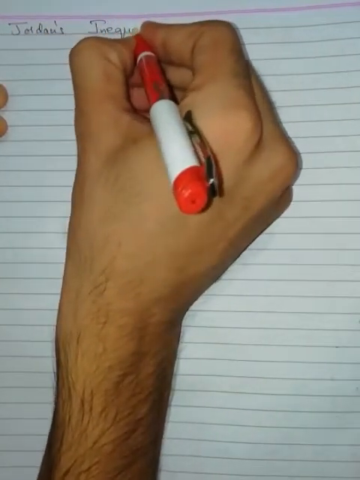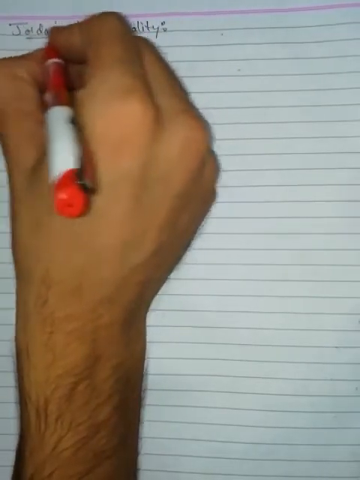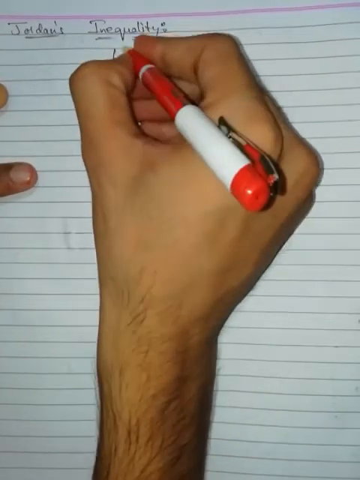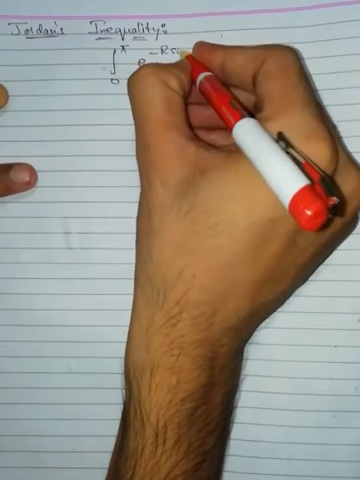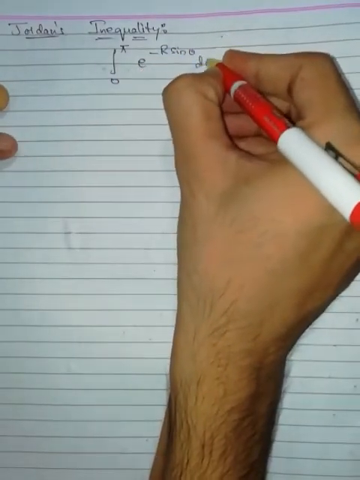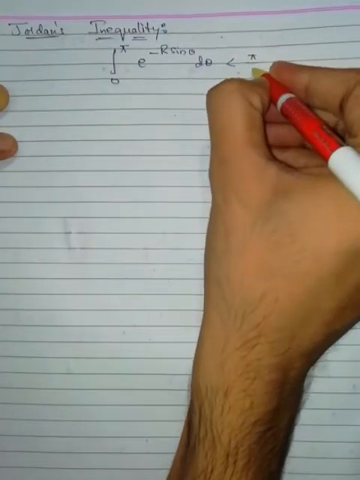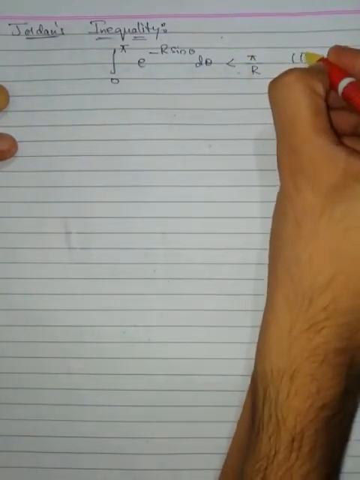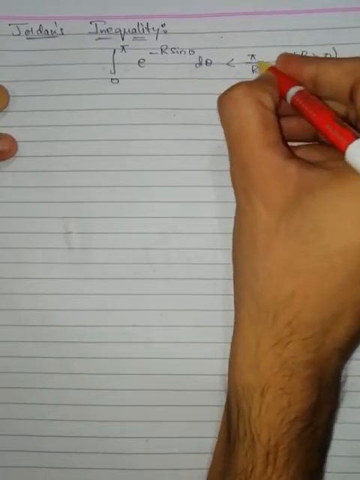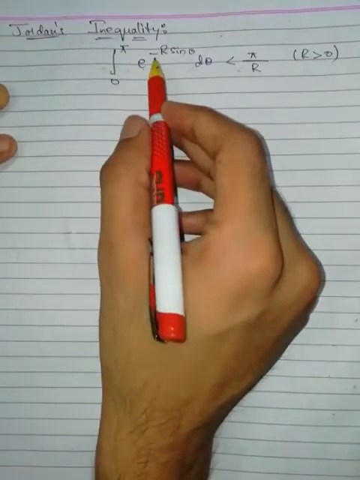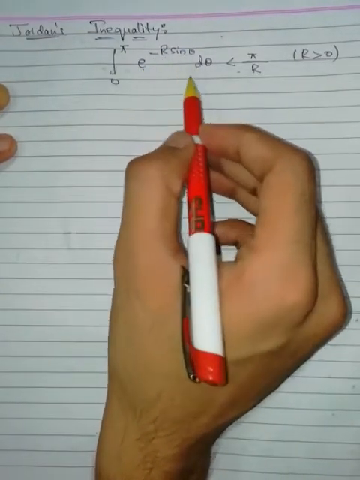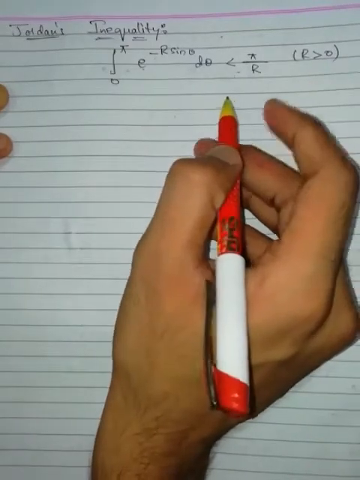Jordan's inequality. Integration 0 to pi e to the power of minus capital R sin theta d theta is less than pi by capital R, where capital R is greater than 0.